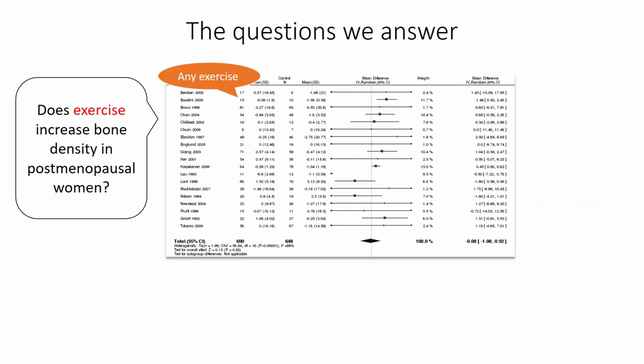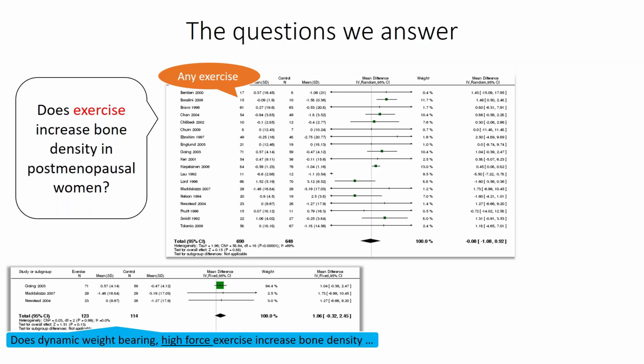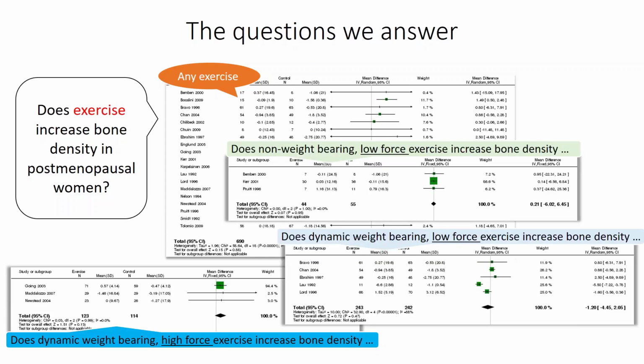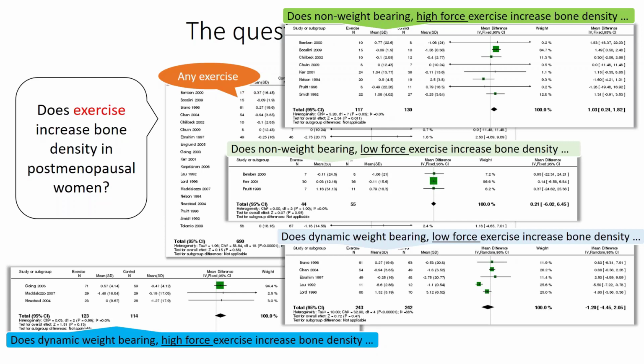But if we think a little bit more about the questions we answer, well, really they're determined by the synthesis that we do in our review. So if we were to examine a review with a PICO of does exercise increase bone density in postmenopausal women, we would expect a meta-analysis that includes any type of exercise. What we find in this review is, in fact, that we have multiple meta-analyses looking at 4 different categories of exercise. And these vary depending on whether they're weight-bearing or not and the amount of force exerted.